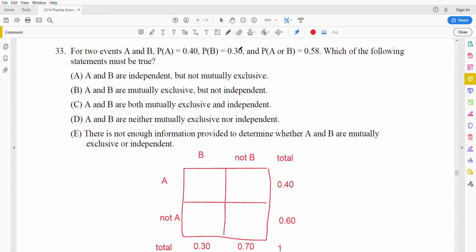For that, we're going to have to use one of the formulas. You'll find it on the formula sheet. That would be that the probability of A or B equals the overall probability of A plus the overall probability of B minus the probability of both. There are 4 terms in that equation, and we know 3 of the values, so let's go ahead and substitute those in.